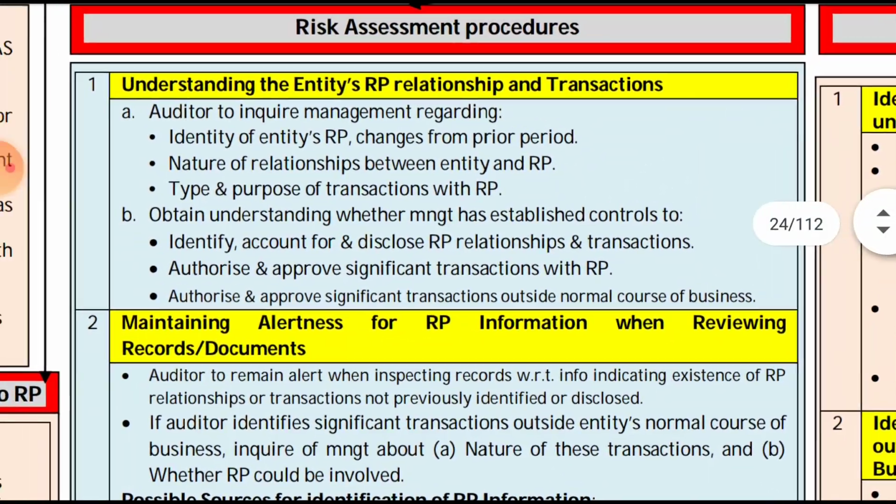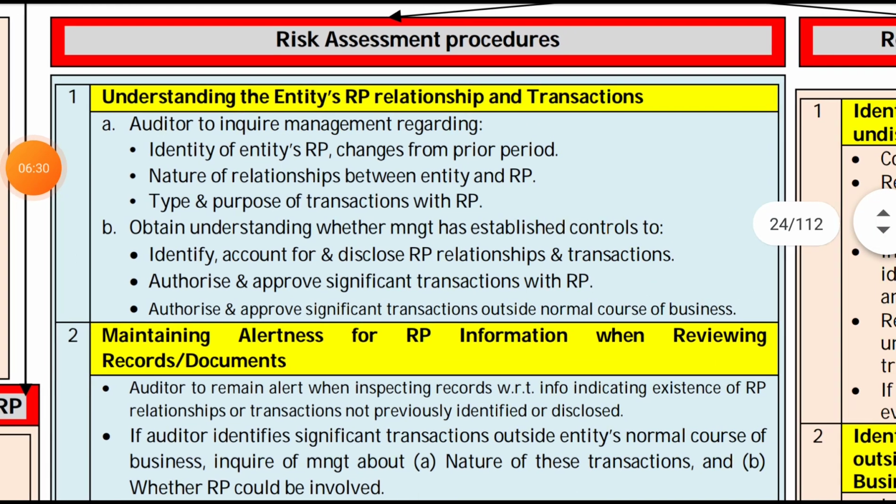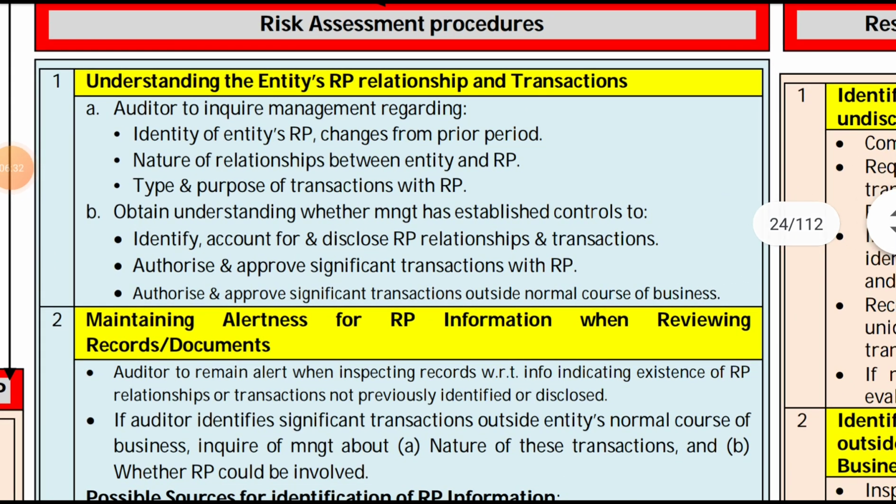In risk assessment procedures, the first point is understanding the entity's related party relationships and transactions. In understanding these, what will the auditor do? First, the auditor will inquire of management regarding the identity of the related parties, changes from the prior period, the nature of the relationships between the entity and the related party, and the type and purpose of the transactions with the related party.